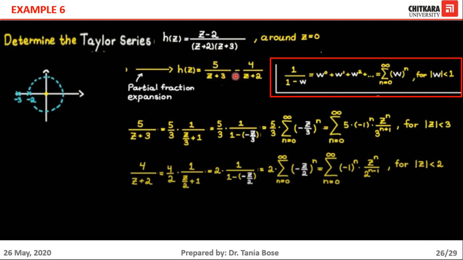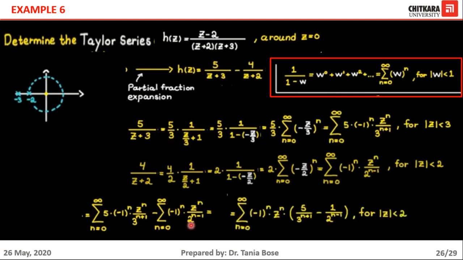So I have separately calculated the Taylor series expansion for both these fractions. Now let us put down these two values in this expression to get the Taylor series expansion for h of z. So finally, h of z becomes, I've simply put these two values here. So I'm getting this. Now if some terms are common, you can take out those terms common. So summation minus 1 to the power n and z to the power n I've taken out common. What am I left with?